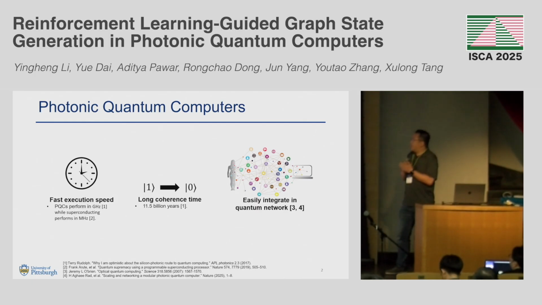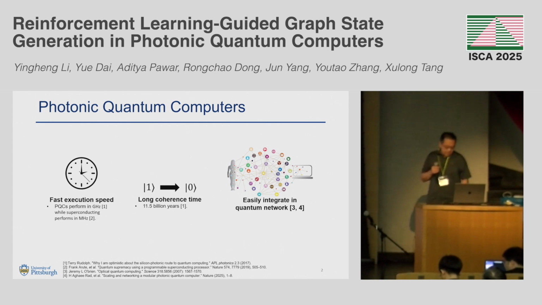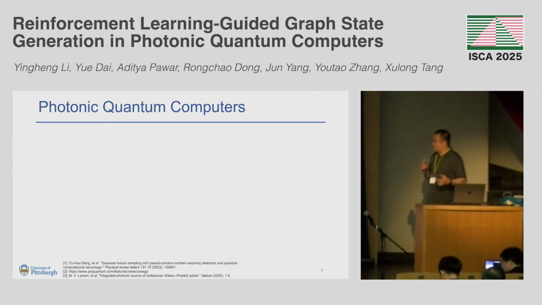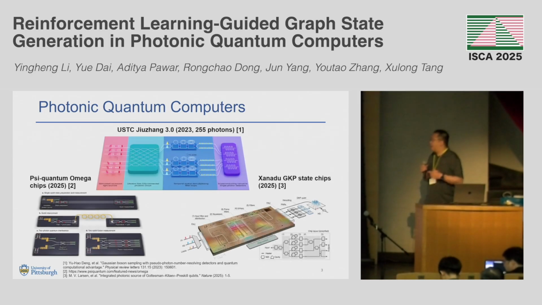Compared to them, photonic quantum computers have some advantages, like faster execution speed, long coherence time, and easy integration with the quantum network, and part of the photonic quantum computer can operate at normal temperature or room temperature. And this is not just academic; the photonic quantum computer is also real.